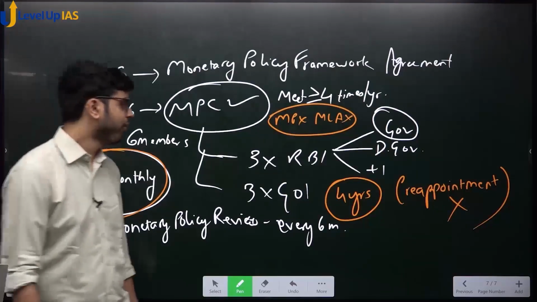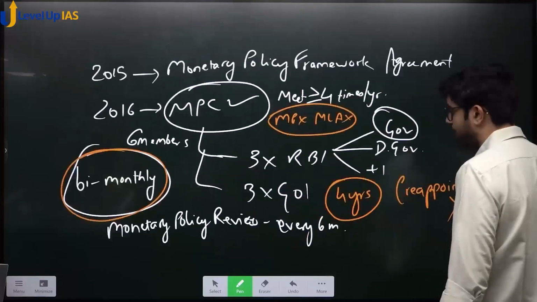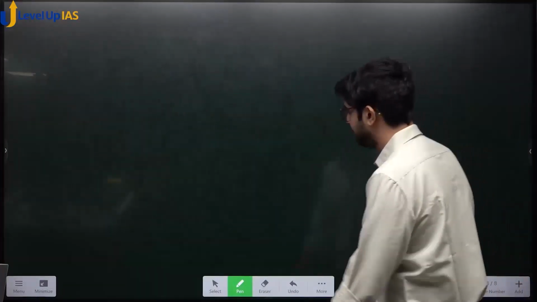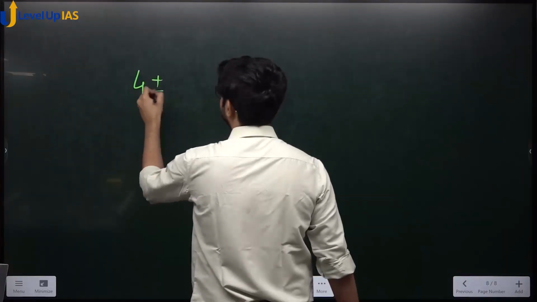Okay? Now we'll talk about the target. What was the target recommended? 4 plus minus 2%. Okay? Let me write this down. Target was 4 plus minus 2%.